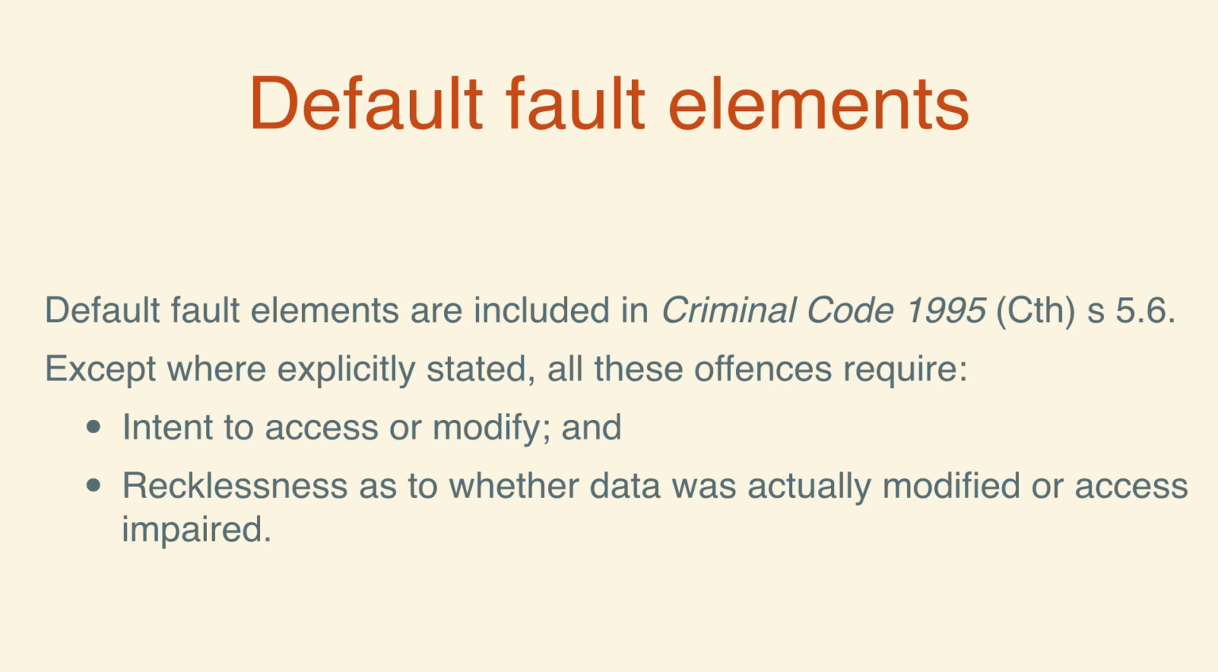For each of these Commonwealth offences, where they do not explicitly state the fault elements that apply, the default fault elements in section 5.6 of the Commonwealth Criminal Code apply. This means that except where explicitly stated, all of these offences require intent to do the act, whether that's to access, to modify the data, or to cause impairment. They also need recklessness as to whether or not the data was actually modified or access was actually impaired.